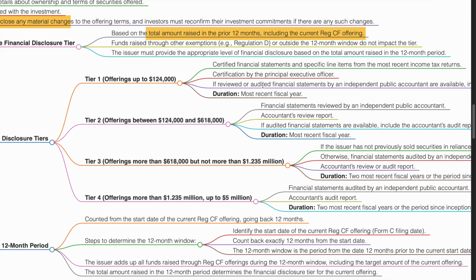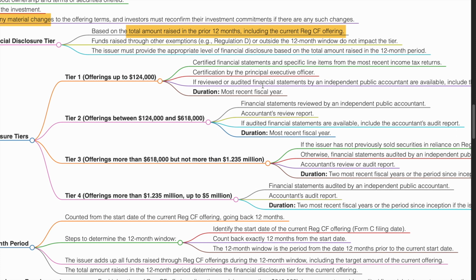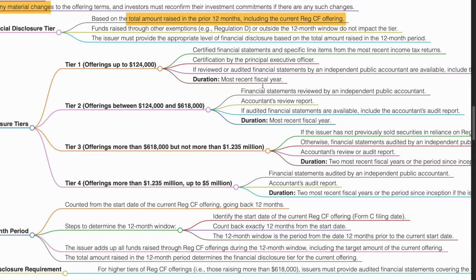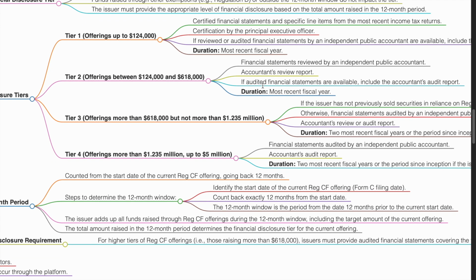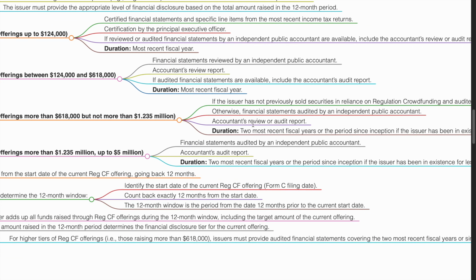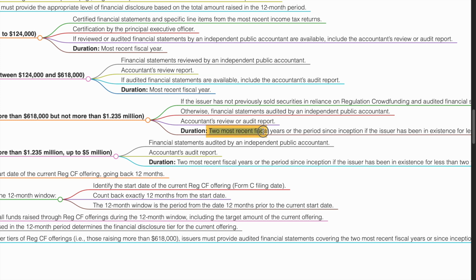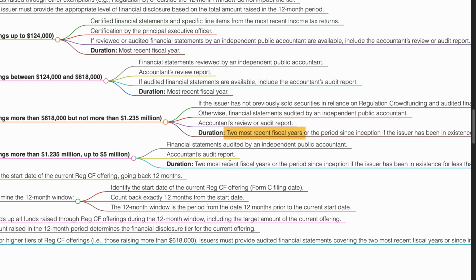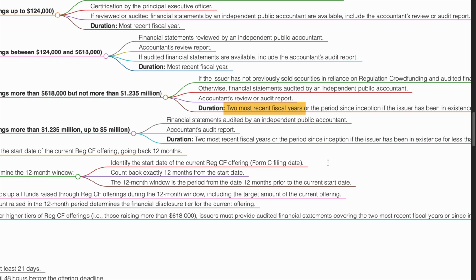So with respect to those four tiers, we've gone through all these, so we're not going to do this again, but there is a nuanced distinction that does need to be made that we didn't mention earlier. With respect to tiers 3 and 4, we're actually looking for the two most recent fiscal years of information, right? To be clear, the amount being raised we're still looking just within that 12-month period, but the disclosures must go back 2 years.